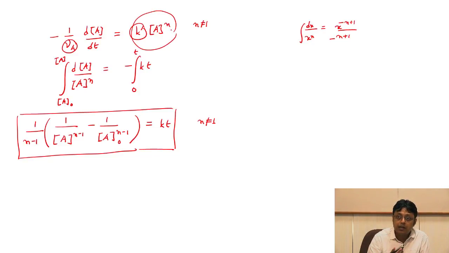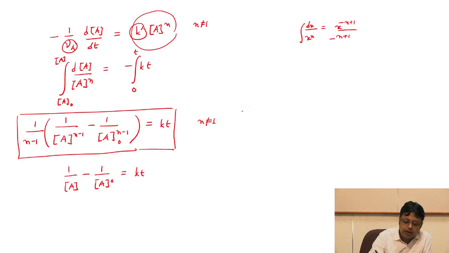Now we could have a second order. If it is second order, for example, this n equal to 2, then we'll have a rate expression something like 1 over a minus 1 over a0 is kt. That's it. Now you could ask what will be the half-life for any such reaction where n is not equal to 1. Now you can easily figure that out.